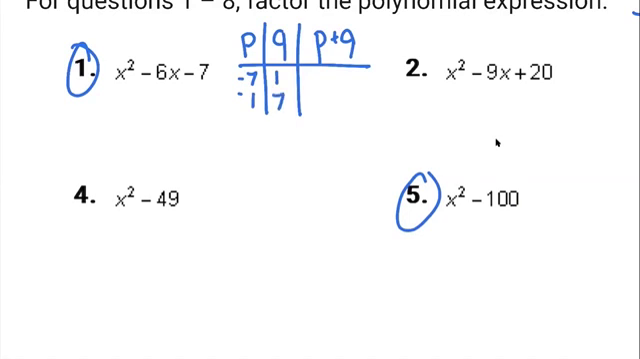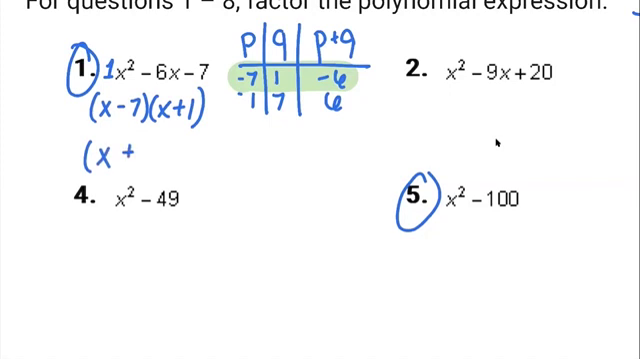Now, when I add these two together, P plus Q, negative 7 plus 1 gives me negative 6. And this one would give me positive 6. So obviously that one's going to be my answer here, right? So I have x minus 7, x plus 1. And again, I can do that because there's a 1 out in front of this, right? So I end up with my form x plus or minus p multiplied by x plus or minus q.